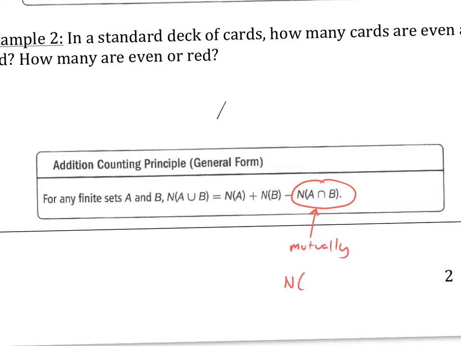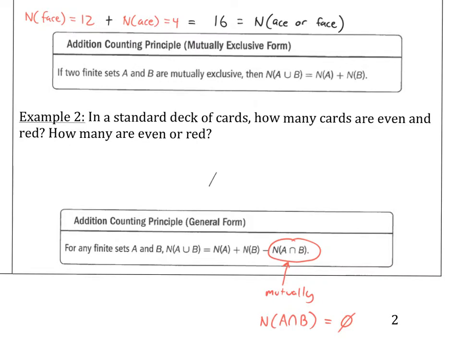Mutually exclusive here, if it were mutually exclusive, then this n of the intersection is just the null set. So there is nothing. So in subtracting an empty set, you still get the same thing. So this one is, if you know it's mutually exclusive, then just go ahead and add them together. But if you just want to remember one thing, just remember this one down here.